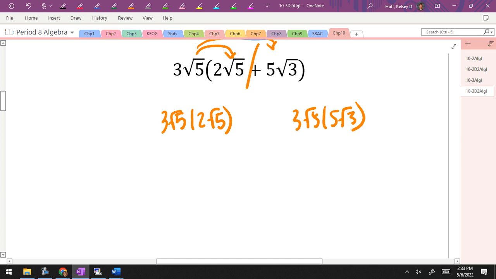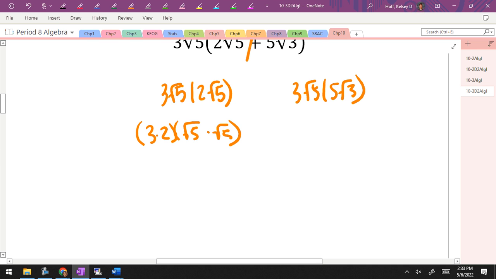Okay, so I'm going to rewrite that as 3 times 2 and square root of 5 times square root of 5. 3 times 2 is 6. And square root of 5 times square root of 5 is 5. So I'm left with 6 times 5, which is 30. You've just simplified that whole first half. It's as broken down as it's going to be. So now you can start tackling that second half with the same process.